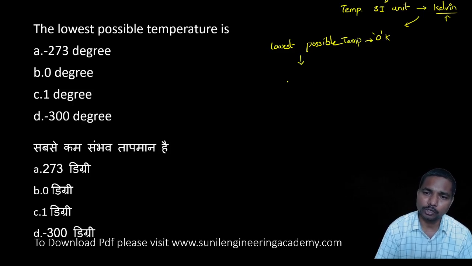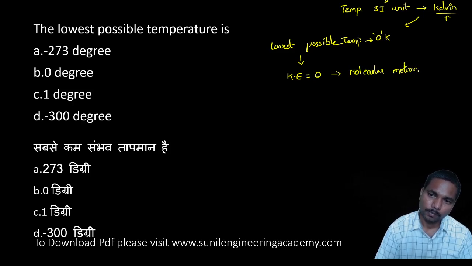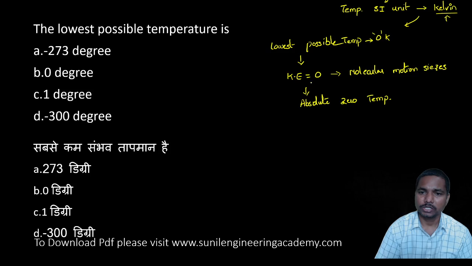At this lowest possible temperature, the kinetic energy of the molecules is 0. It can also be called the temperature at which molecular motion ceases. Molecular motion ceasing is nothing but the lowest possible temperature. It is also called absolute temperature, or absolute zero temperature. So that is 0 Kelvin.